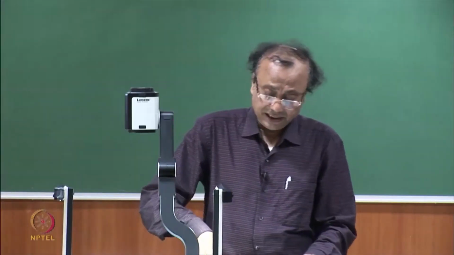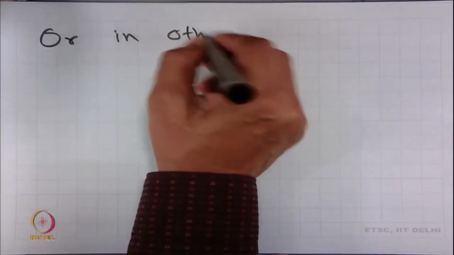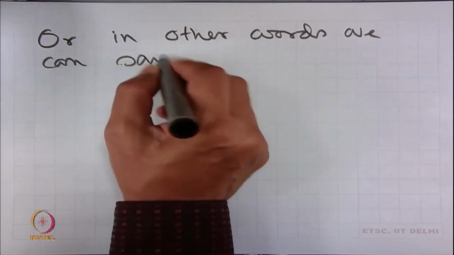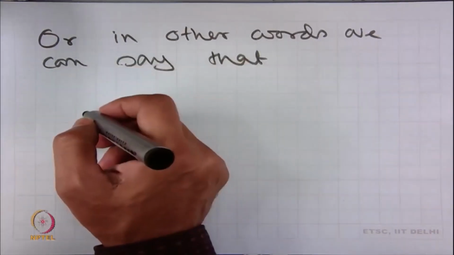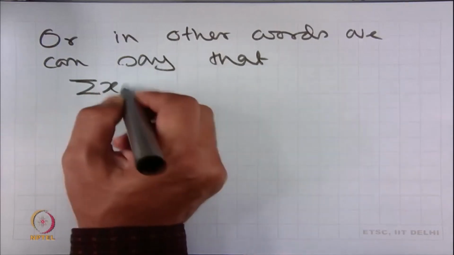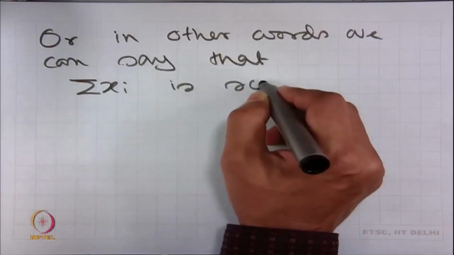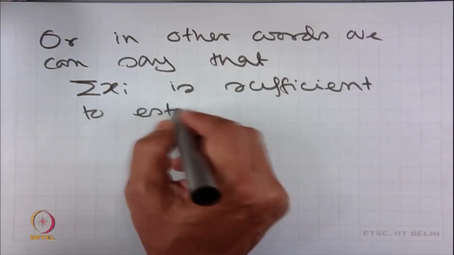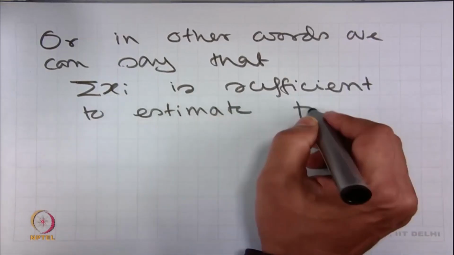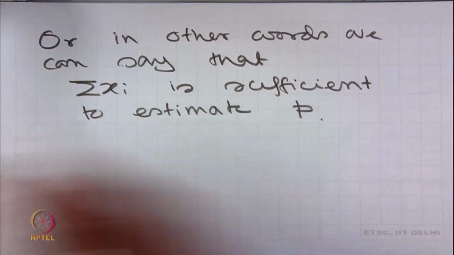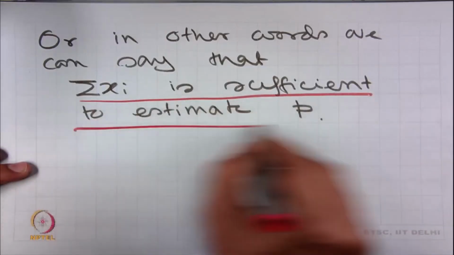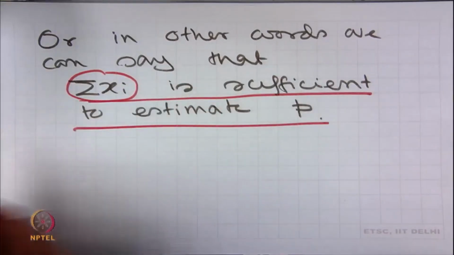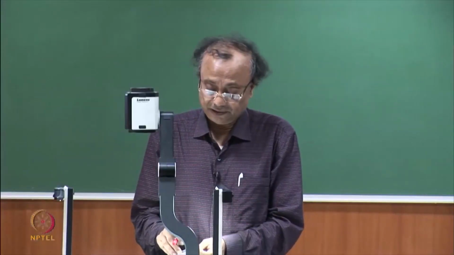So, in other words, we can say that sigma xi is sufficient to estimate p. We do not need any other information. If I get only sigma xi, then that is good enough for us to estimate p. This is the basic idea of sufficiency.